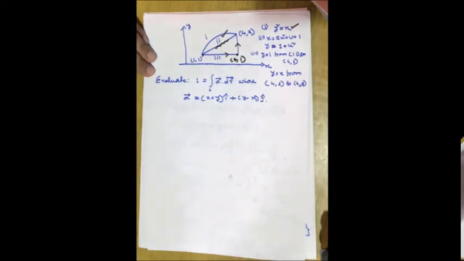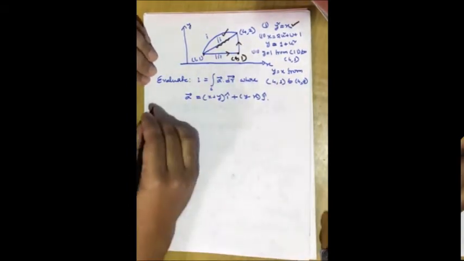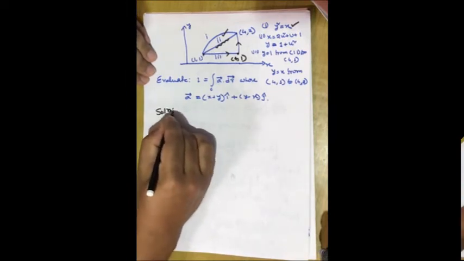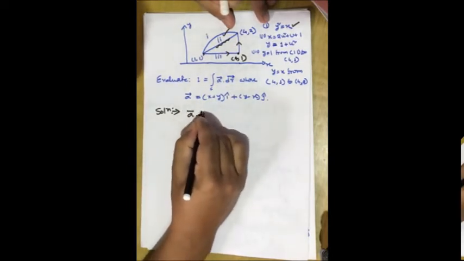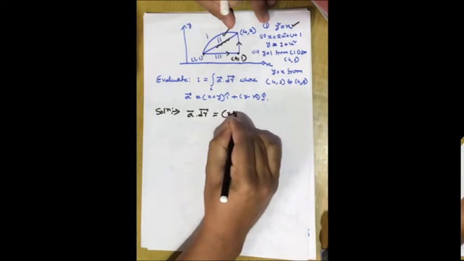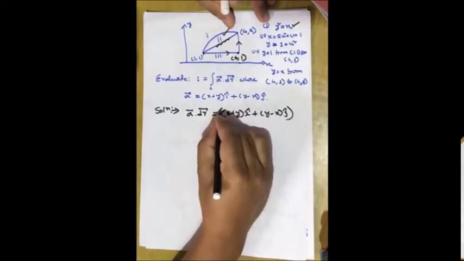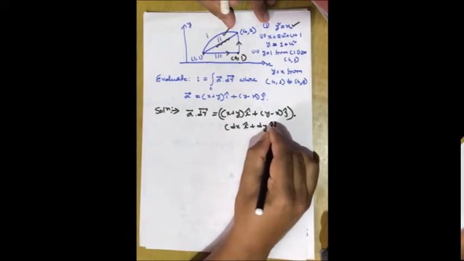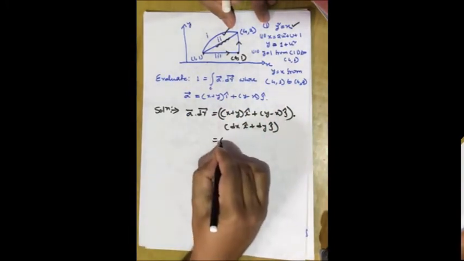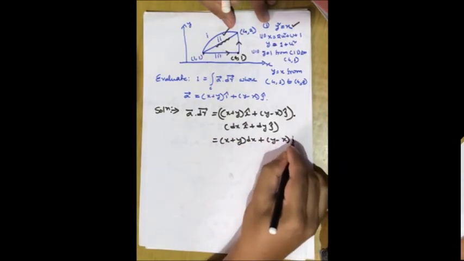Okay, so there are three paths available and we are asked to determine the value of this line integral along these three paths. So how to solve it? The solution. Given, first let's evaluate A dot dr. A dot dr will be (x + y) i cap + (y − x) j cap, dot product of dx i cap + dy j cap. Since this is a two-dimensional vector, the value will be (x + y) dx + (y − x) dy.